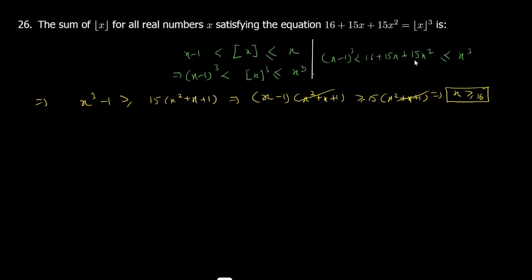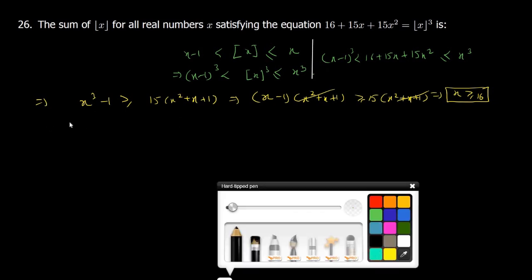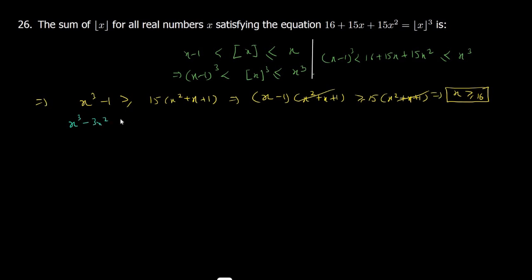Next, let us try to find the roots of the other equation, though they will be really irrational, but still we can have an estimate. So if I solve the other inequality, which is x cube minus 3x square plus 3x minus 1 is strictly less than 15x square plus 15x plus 16, let me take this polynomial to one side. x cube minus 18x square minus 12x minus 17, and let me call this g(x), and this g(x) has to be less than 0. Let us try to estimate its roots.